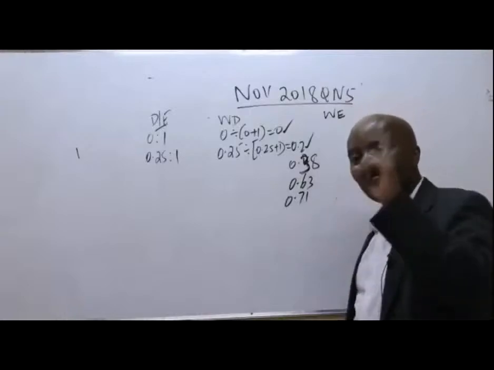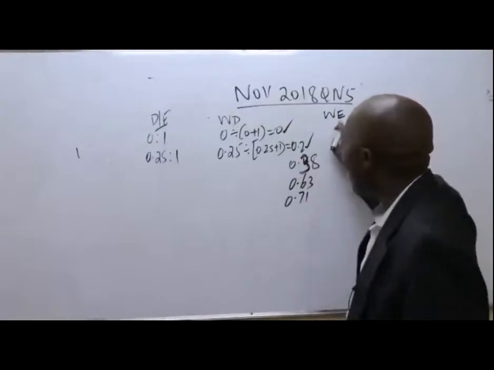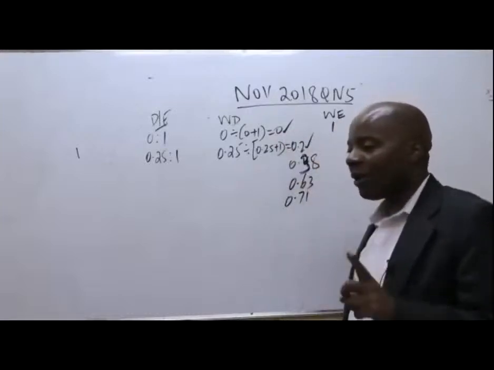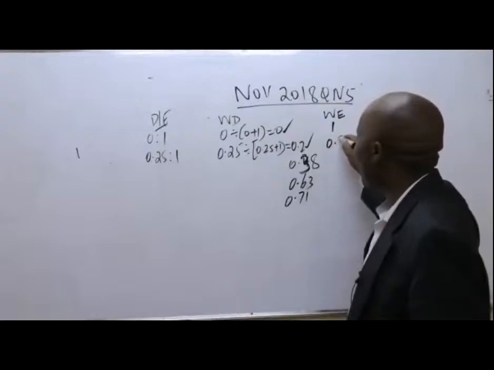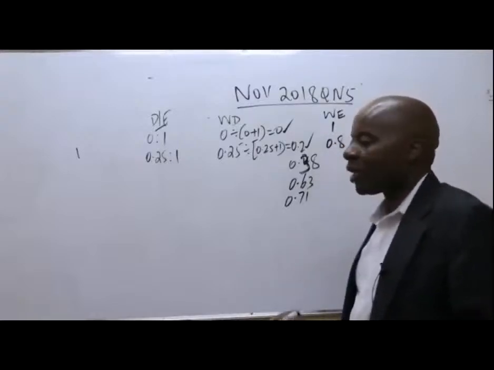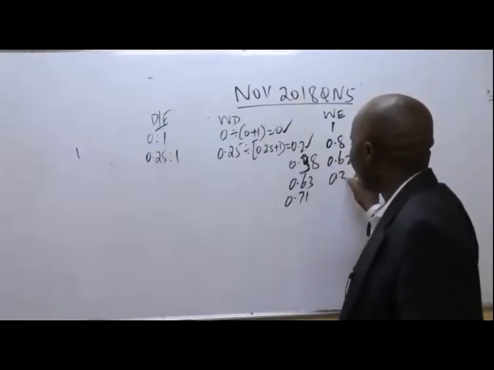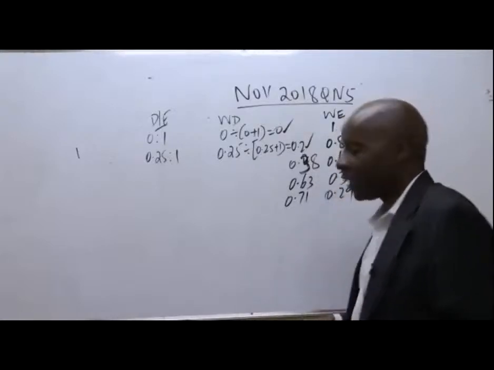Bearing in mind that the two weights must always add up to 1, the weight of equity will be 1 minus the weight of debt. The first one will be 1. The second one will be 1 minus 0.2, which will give me 0.8. This one will give me 0.62, this one will give me 0.37, and this one will give me 0.29.